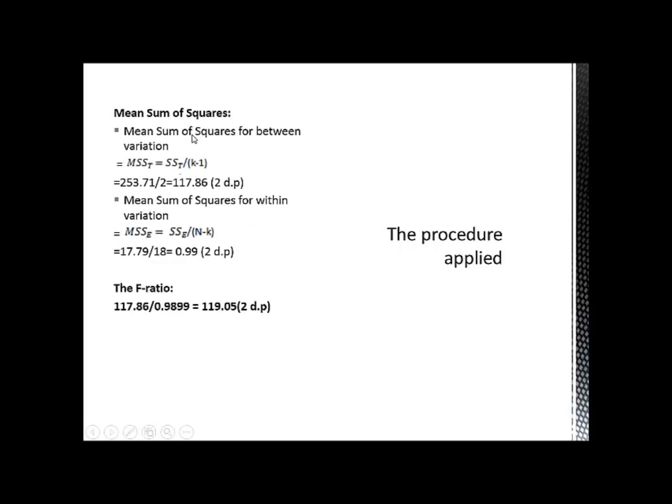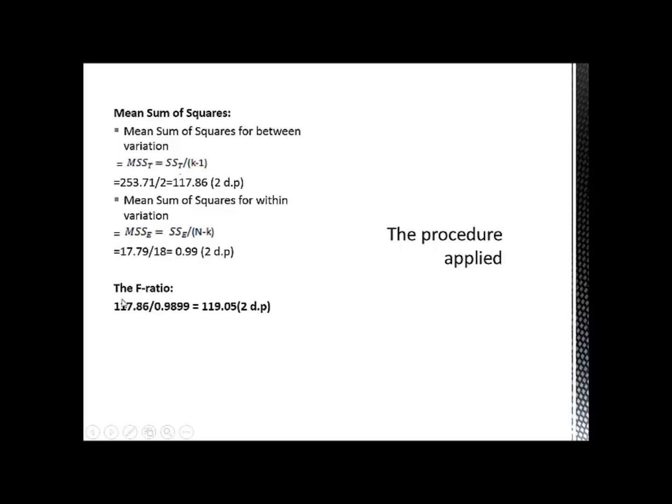So having found the sum of squares for each source of variability and the degrees of freedom, you can calculate the mean sum of squares. So the mean sum of squares for between variation is the sum of squares divided by its degrees of freedom. Here it would be 253.71 divided by 2, which is equal to 117.86. And then the mean sum of squares for within variation is equal to 17.79 divided by 18, which is equal to 0.99.